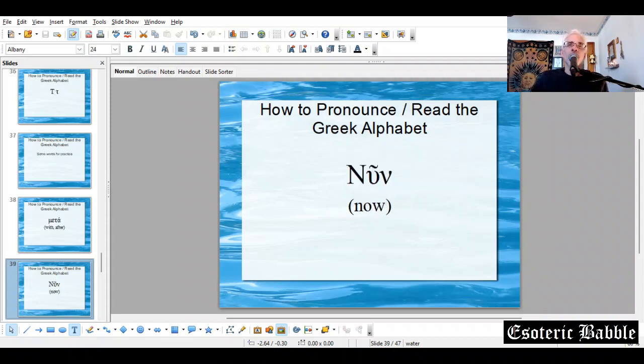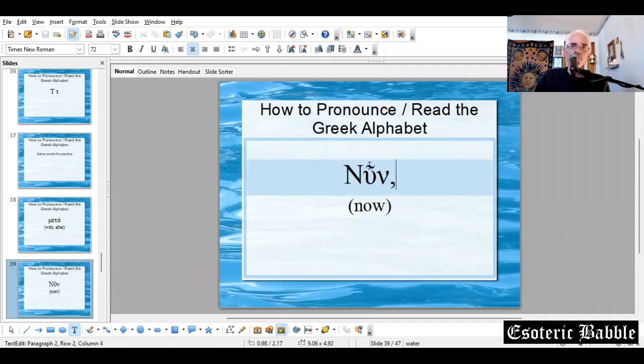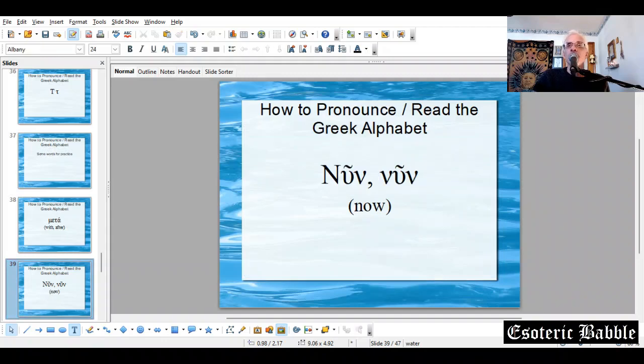Nun. So, here I left this capital. You might, of course, also see that. You could also run into this as, it might look like that. Again, this isn't a V, it's our N sound, nun, and that means now.